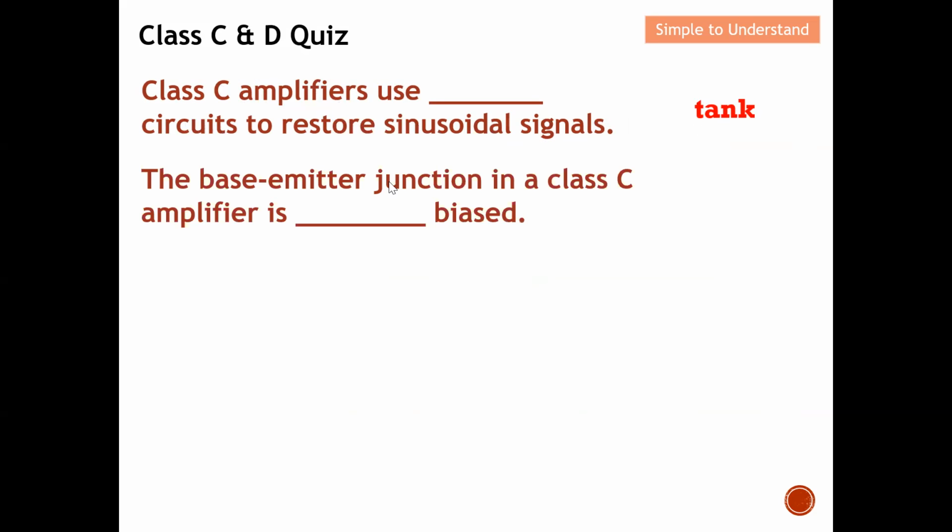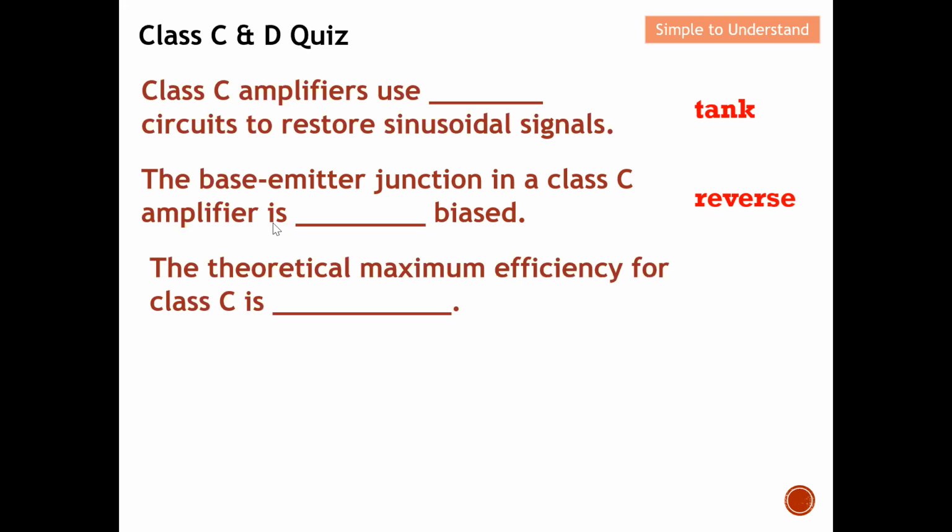The base emitter junction in a Class C amplifier is reverse biased. If you still remember what I discussed earlier on, for Class C the base emitter works in reverse bias in order to achieve this Class C amplifier. The theoretical maximum efficiency for Class C is 100%, which means that this is the most efficient.